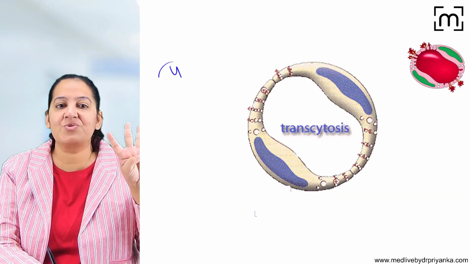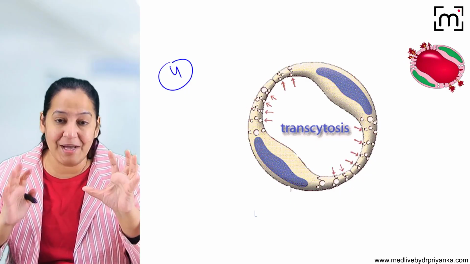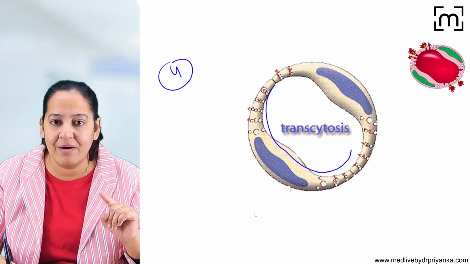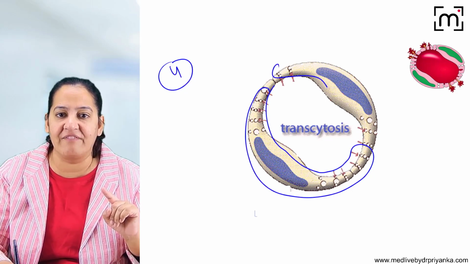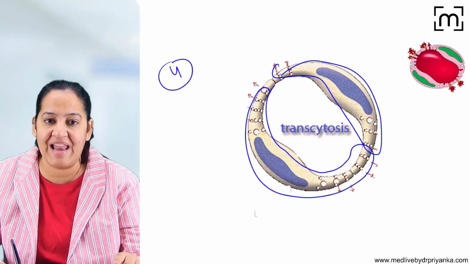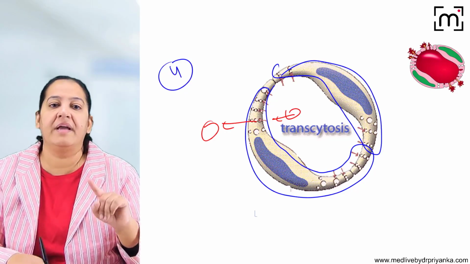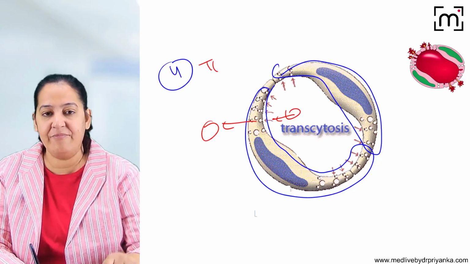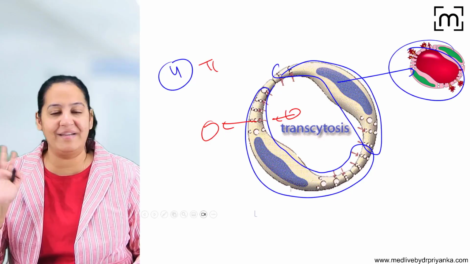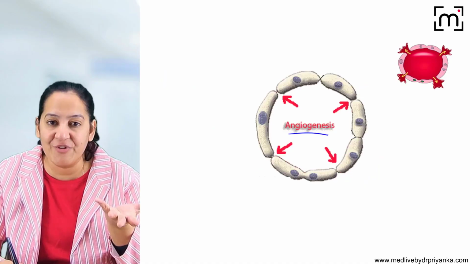The fourth one is transcytosis, cell within cell. Can you see the vacuoles inside the cytoplasm of the endothelial cell? This is one endothelial cell, and this is another endothelial cell, and in their cytoplasm vacuoles are present. So basically WBC will enter from this side and come out on this side. Cell to cell movement is known as transcytosis, and the same we tried to show you here. There is no gap. And the fifth one is angiogenesis. Angiogenesis is formation of new blood vessels.